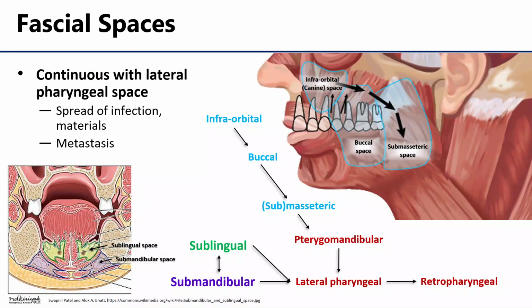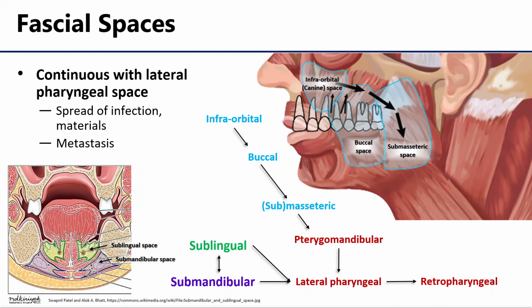The sublingual space is a fascial space, and just like the other fascial spaces that we've covered in this course, they're going to communicate with surrounding fascial spaces. So you learned this pathway up here from the infraorbital down to the submasseteric space into the pterygomandibular, lateral pharyngeal, retropharyngeal quite a while ago now. So now we're going to add to it.